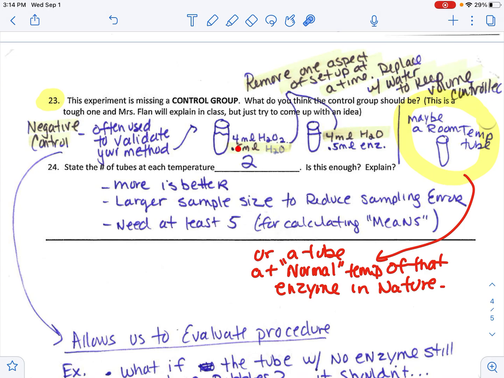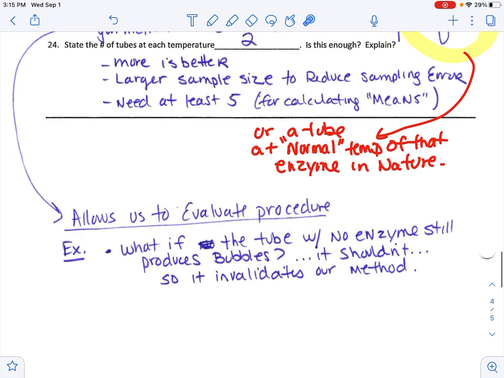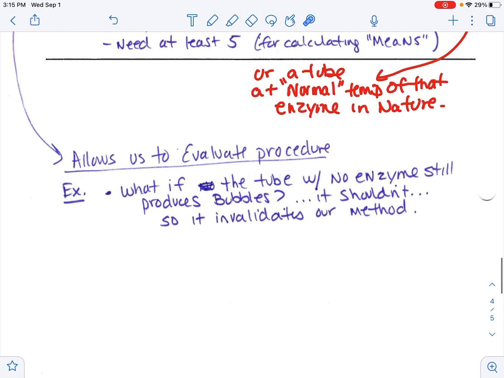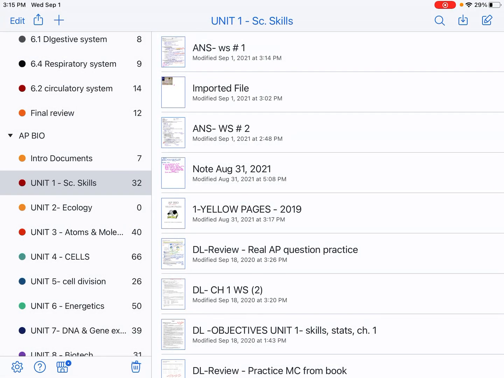So let's say in this tube, you leave out the enzyme and replace it with water. And in this tube, you leave out the H2O2 peroxide and replace it with water. And you should not get bubbles in these. If you do, your whole experiment is poop. Okay? You have to start over. All right, I think the rest is pretty self-explanatory. Okay, so that's number one.